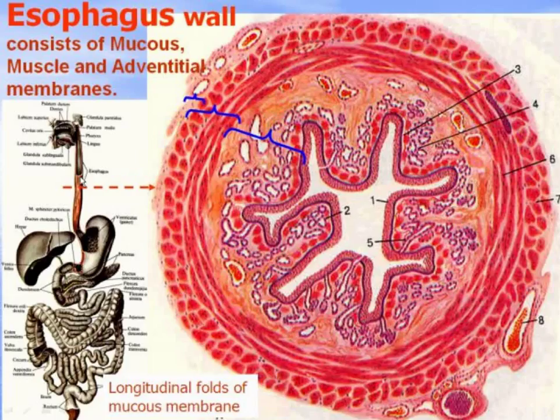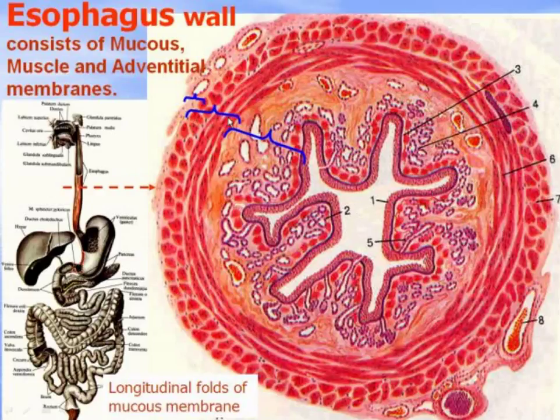Esophagus, a typical tubular organ, 30 centimeters long, which connects the pharynx and stomach. It consists of three membranes: the inner mucous membrane. It has large longitudinal folds.